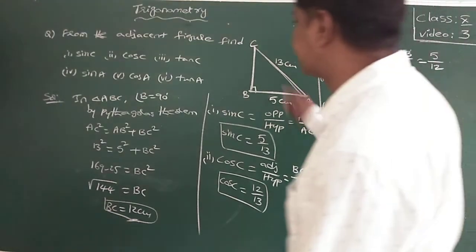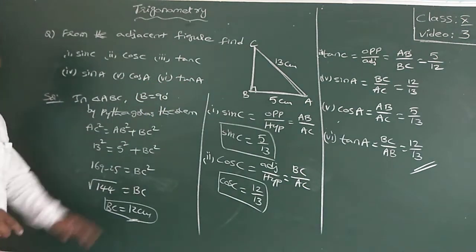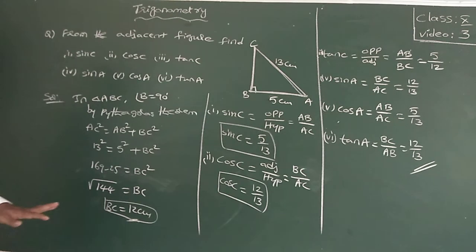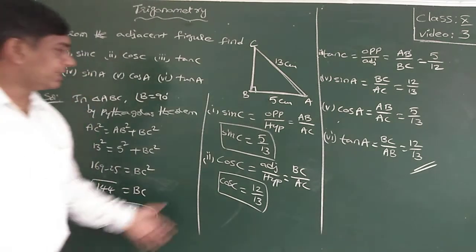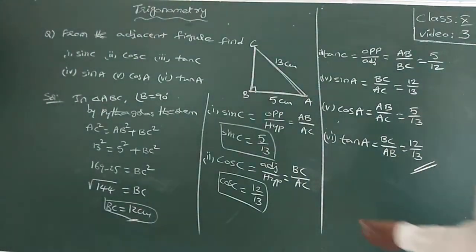Okay, from the adjacent figure, find the sin C, cos C, tan C, sin A, cos A, tan A. Using Pythagoras concept only I did all this. Using Pythagoras concept I found the other side and the standard ratios: opposite side by hypotenuse, adjacent side by hypotenuse, opposite side by adjacent side, all those.